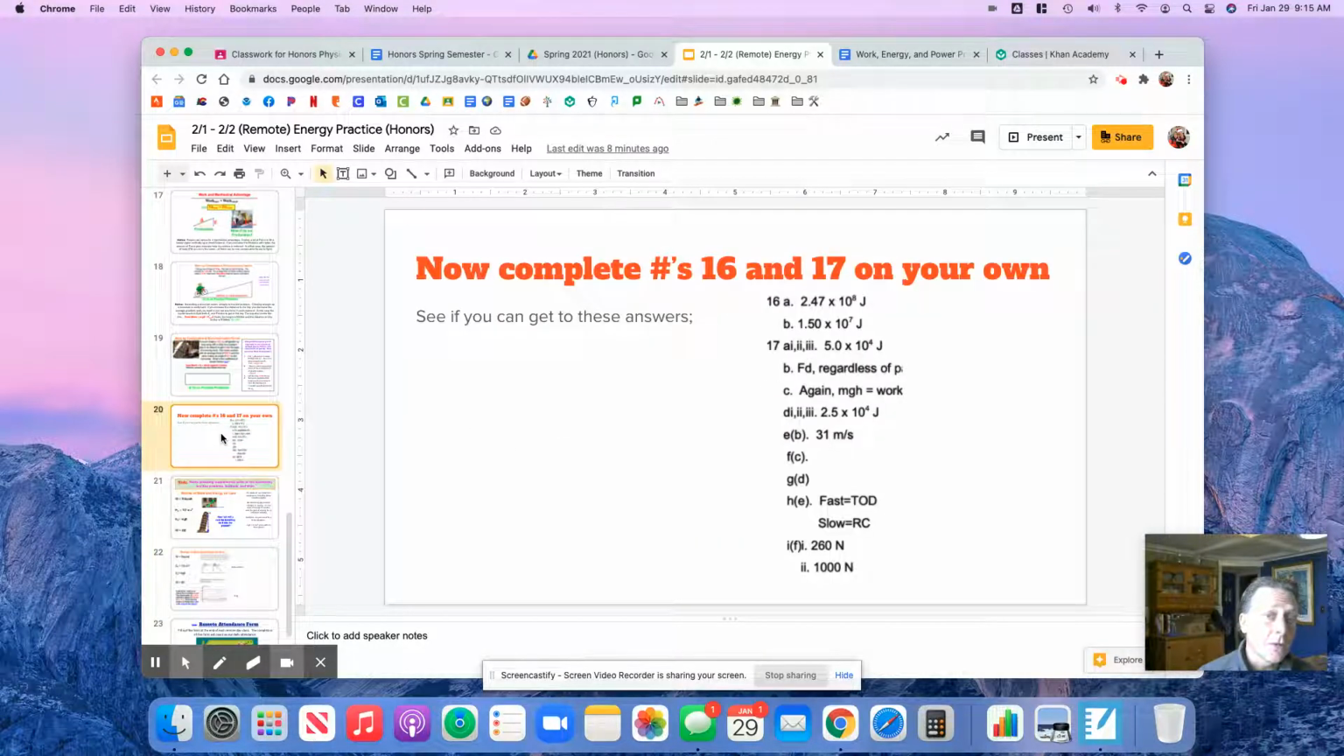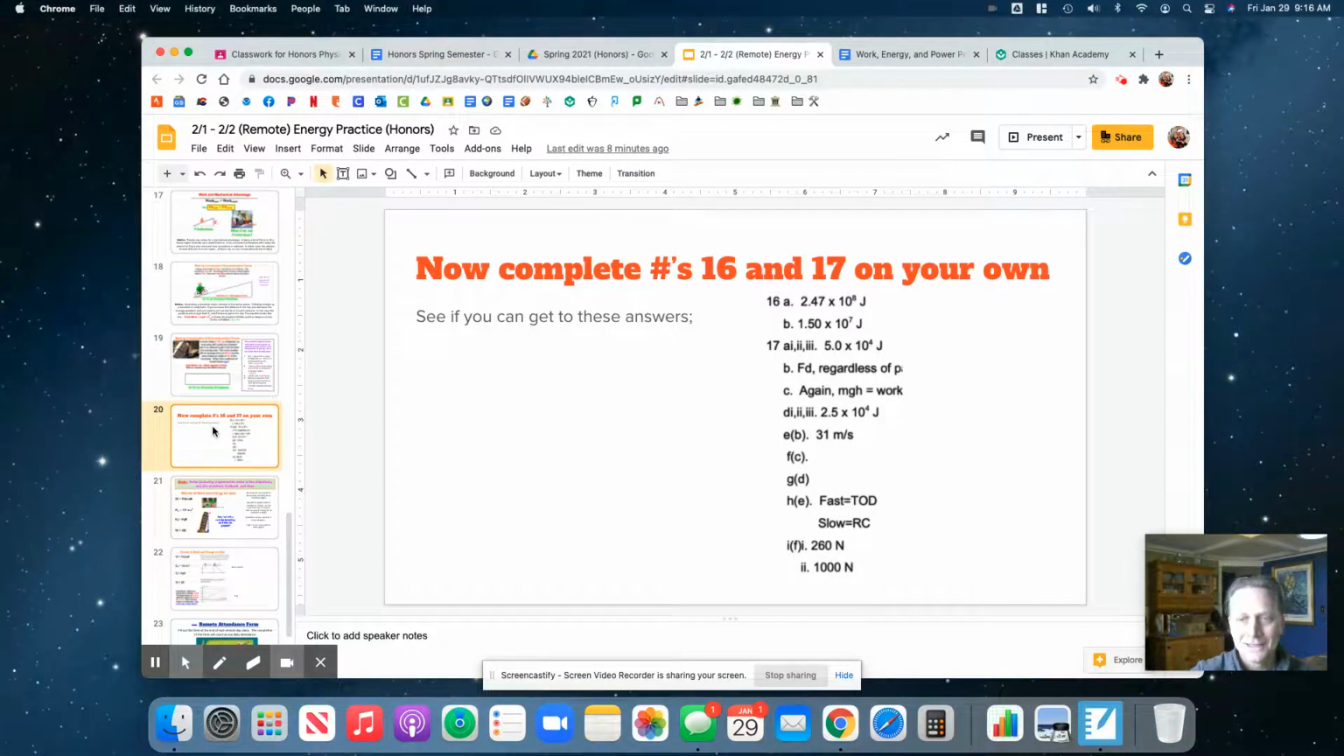Now, once you're done with that, go ahead and do number 16 and 17. I'm not going to give you any pointers on these except the answers. But you guys want to go ahead and just see what are all these concepts of work that are leading up to those answers, and see if you can get to the right ones.